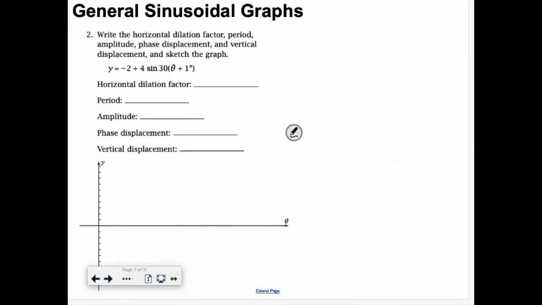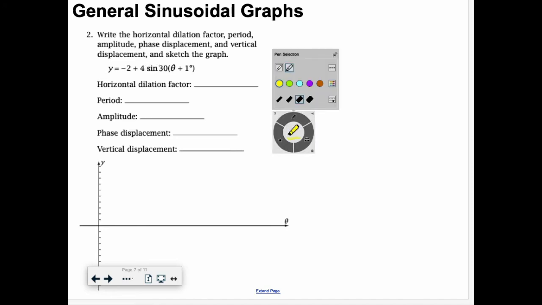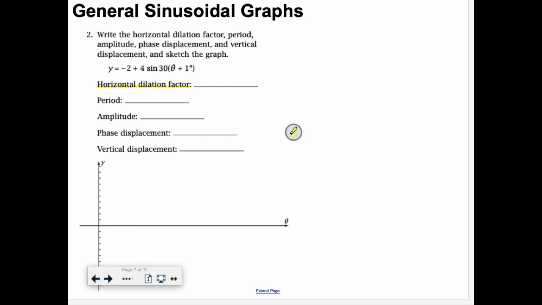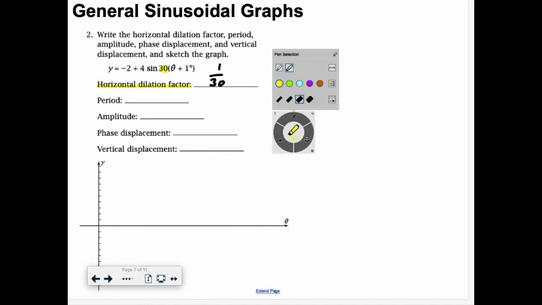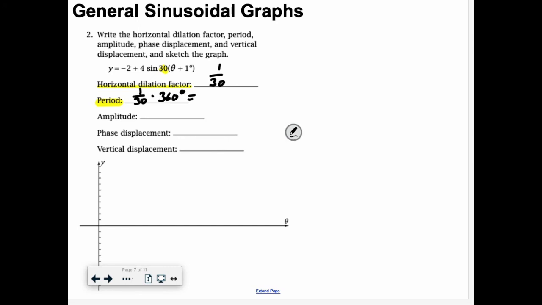So let's take a look at this one. Same deal. Difference is here we have sine instead of cosine. So that's going to slightly affect how we do these things, but not much. We're still going to start off by identifying what our horizontal dilation factor is. That's what's right next to sine here. And because it's inside the trig function, it's 1 over 30. And then the period is also given by that information. So that means it's 1 over 30 times 360 degrees. And you divide 360 by 30, and you're going to get 12.